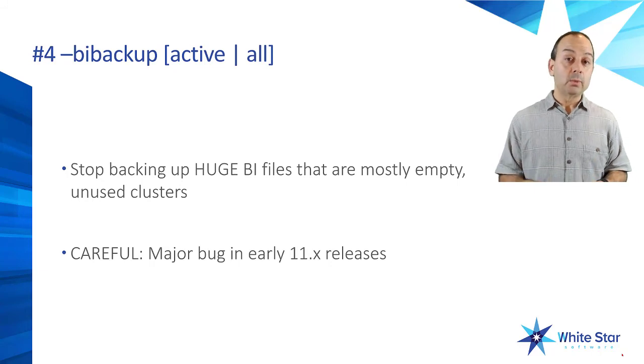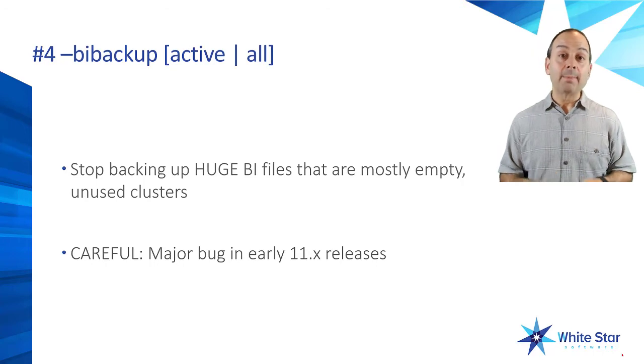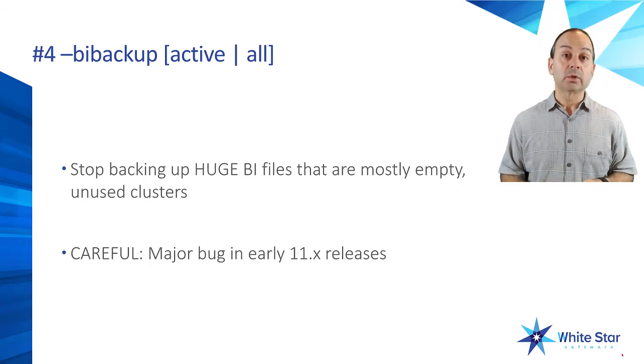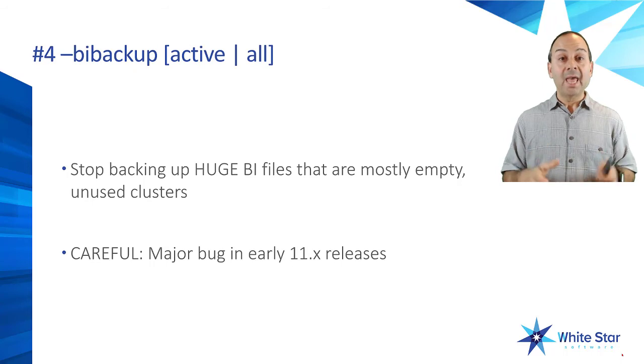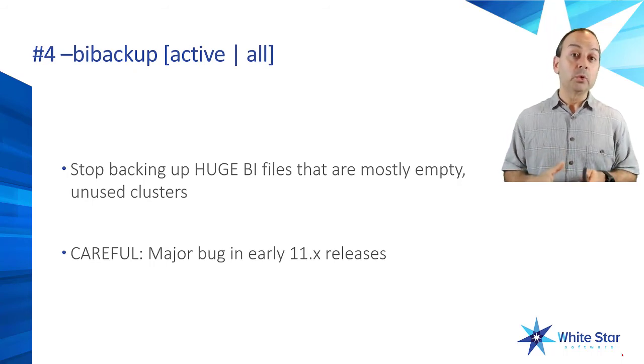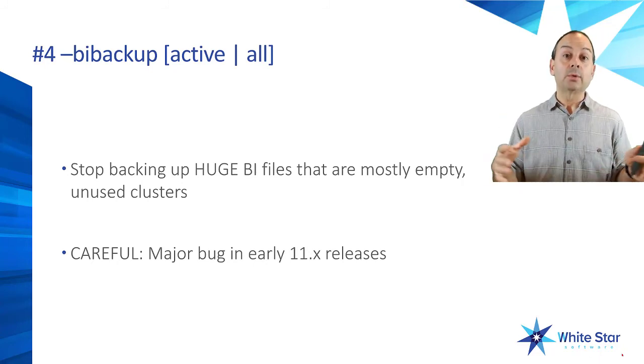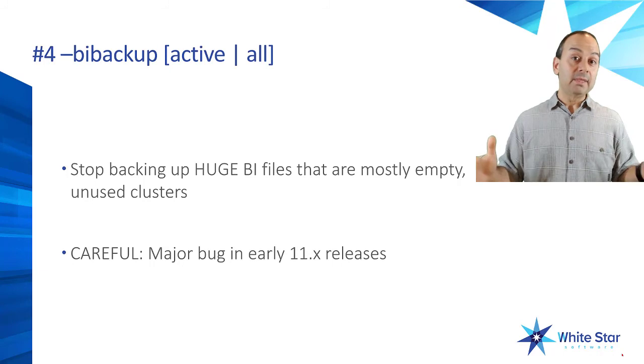And what Progress did was they said, you know what? As of this version, we're only going to back up active BI clusters. So only the clusters that have data in them, we're going to back up those clusters. So even if you have a 40 gig BI, if you only have 10 or 20 clusters of 16 megs each, we're only going to back up those. And so effectively that shrinks your backup down so that you don't have to back up all these empty unused clusters.